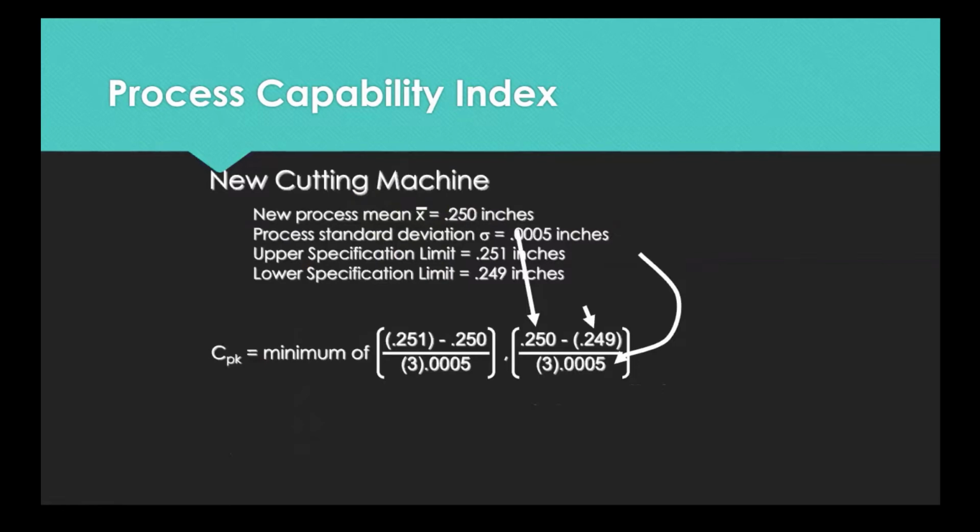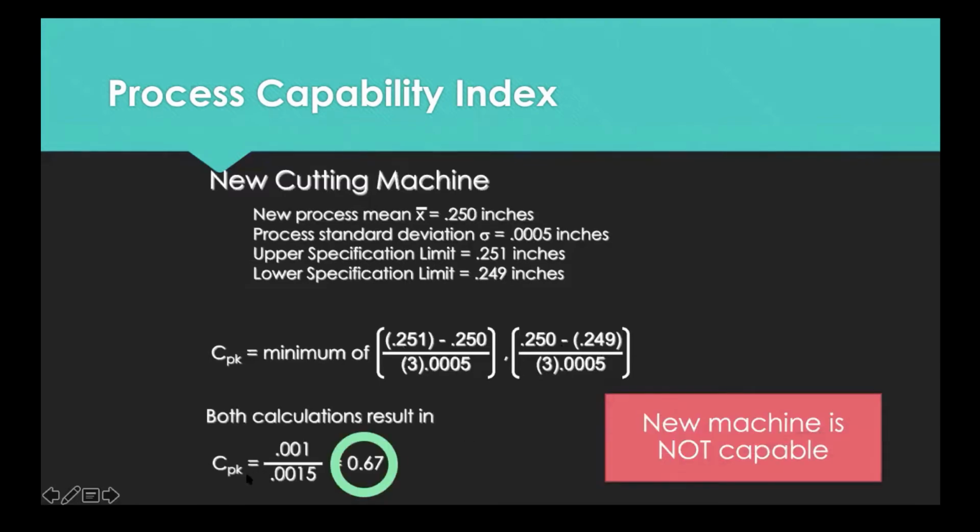If we see this example, the new process mean is 0.250 inches, and the process standard deviation is 0.005 inches. Upper specification is 0.251, lower one is 0.249. So let's first start with 0.251 minus the center line, the mean, 0.250, divided by 3 times sigma 0.005. And then the second one, on your right, is 0.250 minus the lower specification, 0.249, divided by 3 times the sigma. And you see which is lower. So CPK is the same for both of them, 0.001 divided by 0.015, which is 0.67. So this is below 1, and we can say that this is not a capable process.